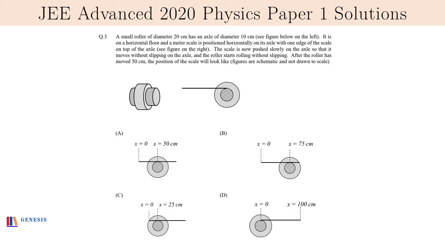Now the scale is pushed over the axle without slipping, and it's found that the roller starts rolling without slipping. So the question asks basically, when the roller has moved by 50 centimeter, which of the following figures represents the situation at that instant? This is a very easy question from rigid body mechanics.